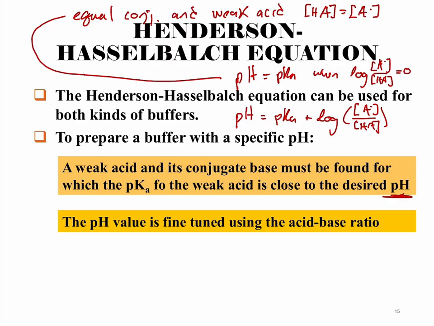We can then fine tune that pH, right? So this just means we can fine tune that by adjusting the acid base ratio, right? So that just means adjusting A minus over HA.